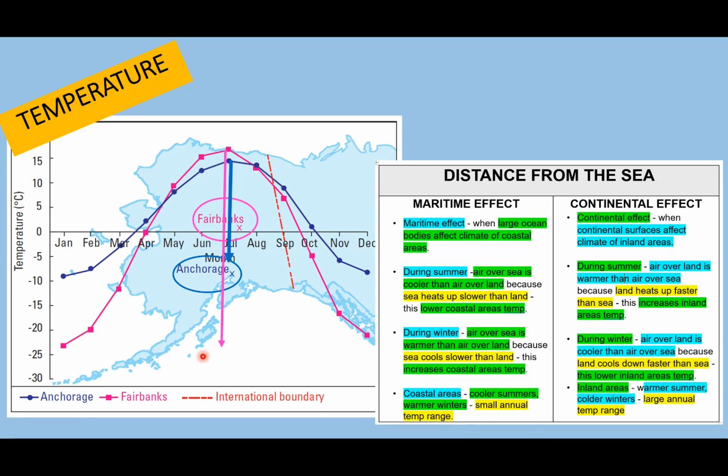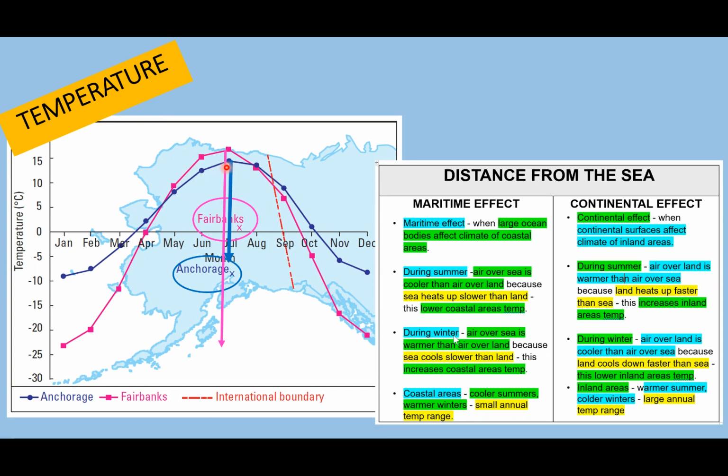Let's look at the figure here. The coastal area will be Anchorage, near the coast. Right, let's look at the summer. The blue line here belongs to Anchorage. So your summer is here, below 15 degrees Celsius, and your winter is here, minus 9 degrees Celsius. So the winter is not so cold, so we call it warmer winter, and the summer is not so hot.